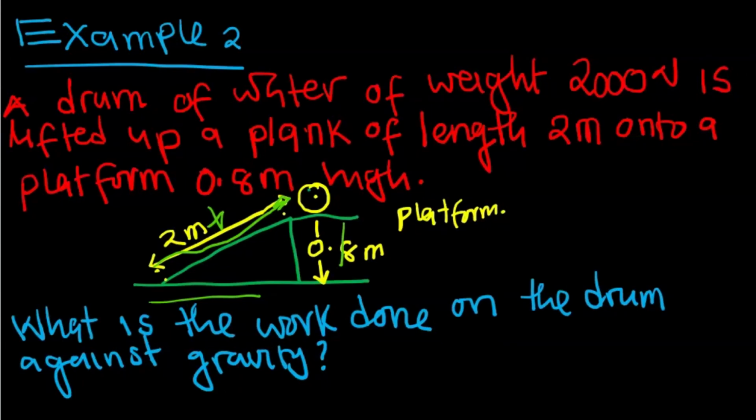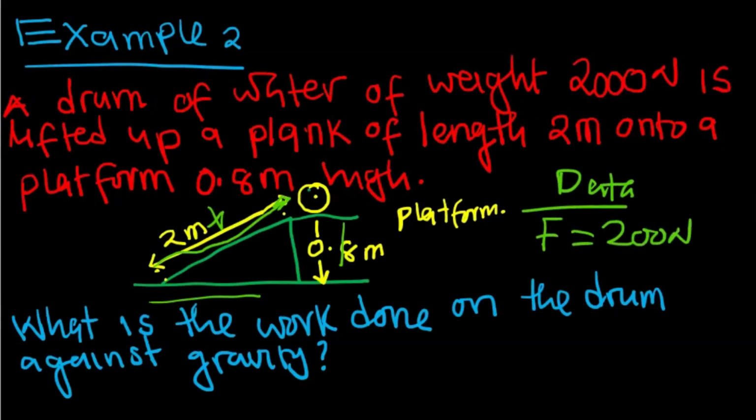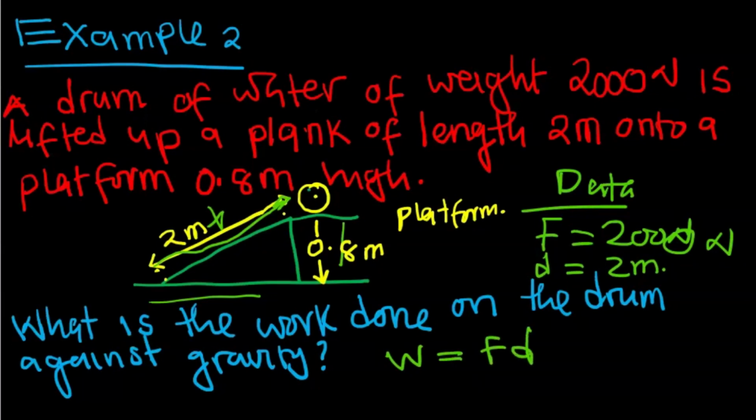Now here we are given the weight of the drum, and you know that weight is just some form of force. Okay, so correcting the data that we have here, we have the force, which is 2000 Newton, and we have the distance, which is 2 meter. Therefore, calculating work done against gravity, work is equal to the force multiplied by displacement.